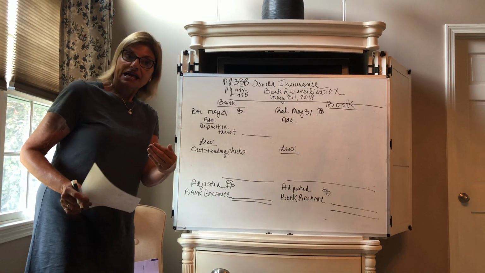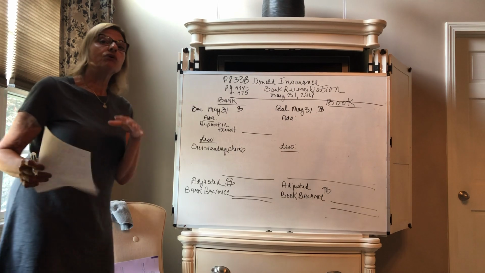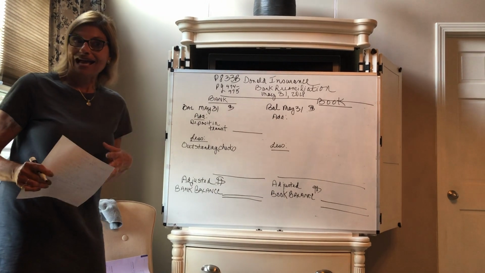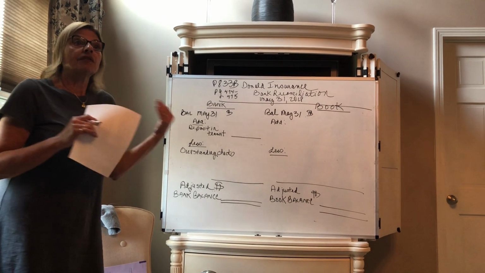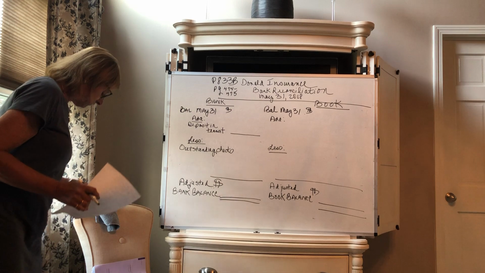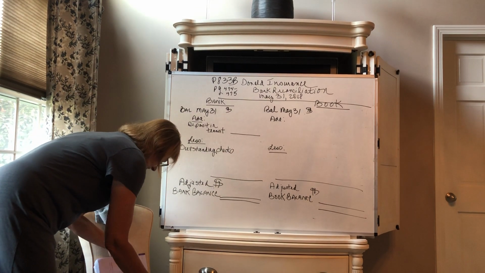So this one does have an error, so I'm going to be able to show you how to figure out the error and decide if it's going to increase or decrease cash. And the error is on the company side. Okay? So first things first, how do they present this one?